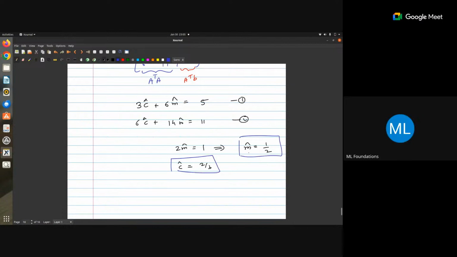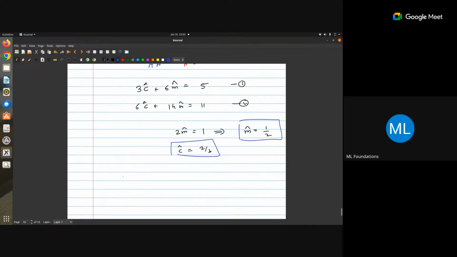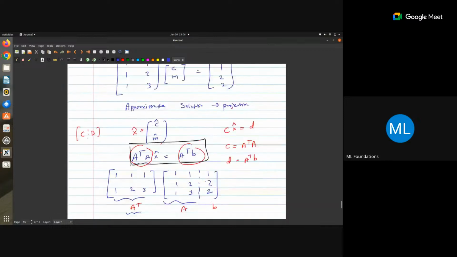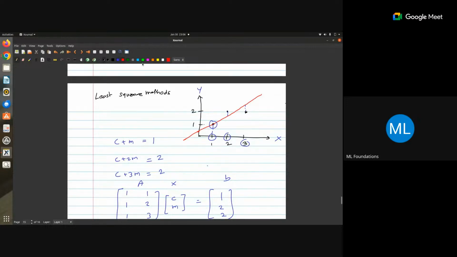Correct, right? So now this is my solution. I am calling it x hat, which is C hat, M hat, which is 1 by 2, 2 by 3. What does that mean? Initially, what is the equation of this red line? Y is equal to mx plus c will become y equal to half x plus 2 by 3. That is the equation of the line.